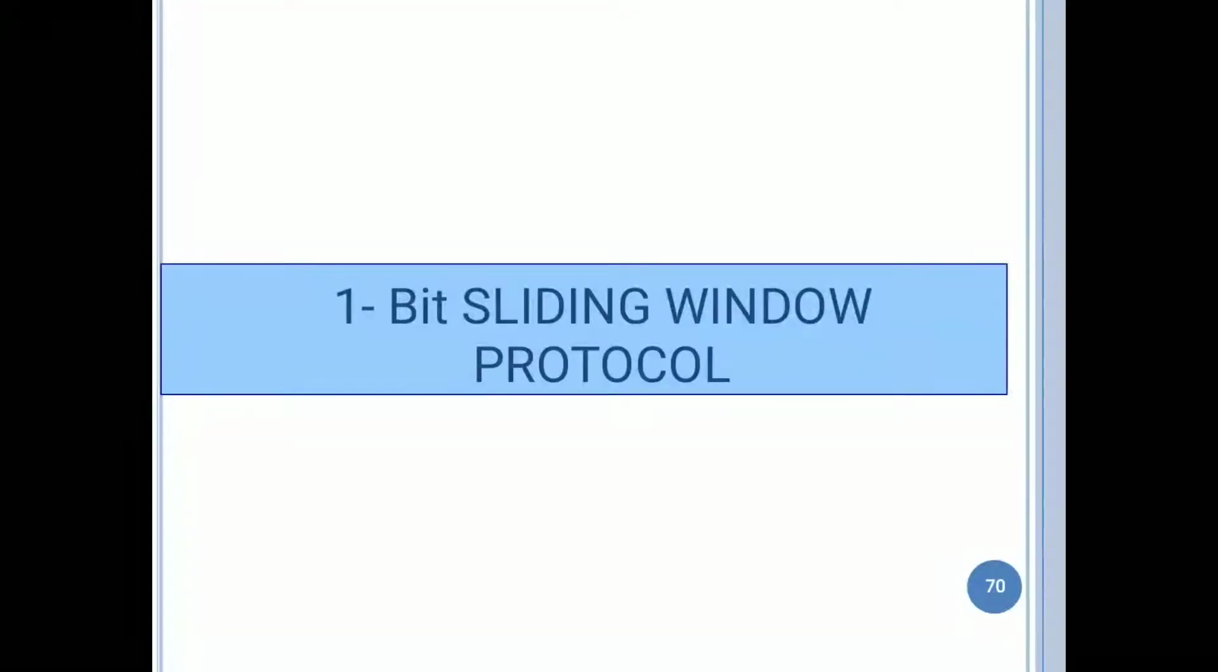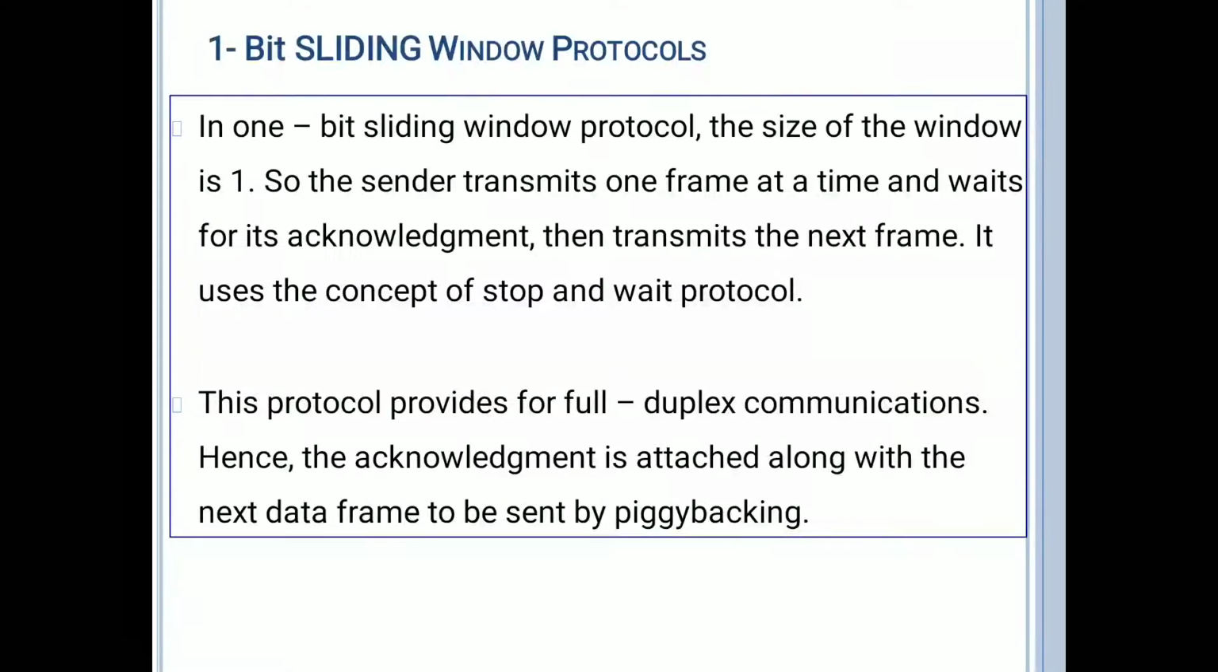One bit sliding window protocol. So what is this one bit sliding window protocol? In one bit sliding window protocol, the size of the window is 1. The size of the window means the sender maintains the buffer space as 1 and the receiver also maintains the buffer space as 1. Both sides, the size of the window is 1.